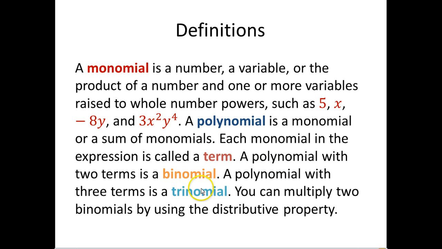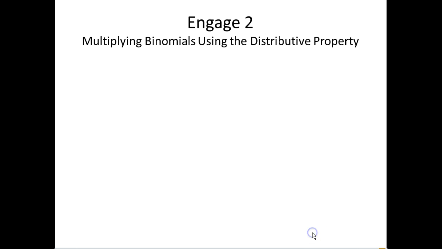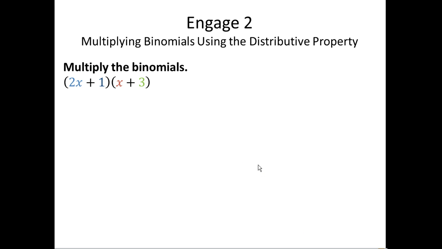A polynomial with 2 terms is called a binomial. A polynomial with 3 terms is called a trinomial. You can multiply 2 binomials together using the distributive property, which we'll see next. Okay, so suppose I wanted to multiply these 2 binomials together. I can do so using the distributive property.